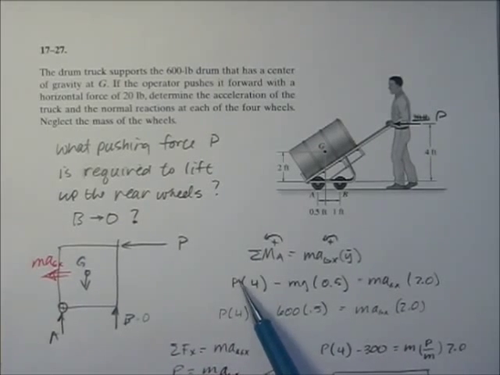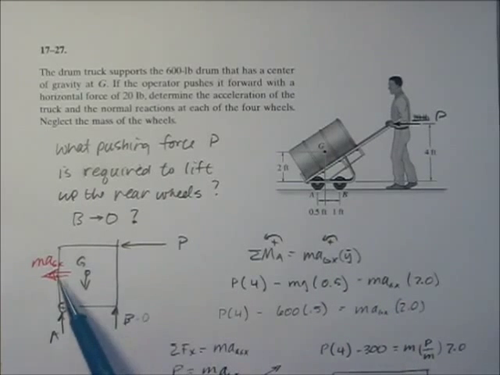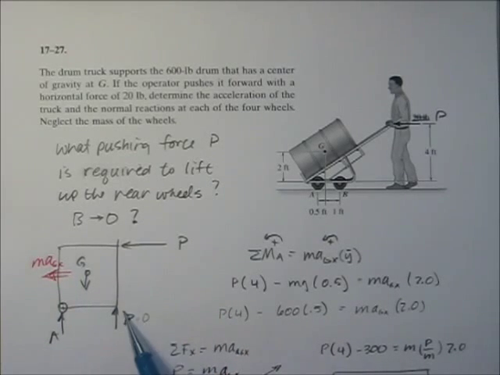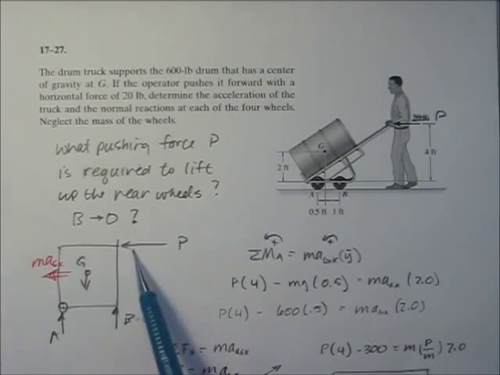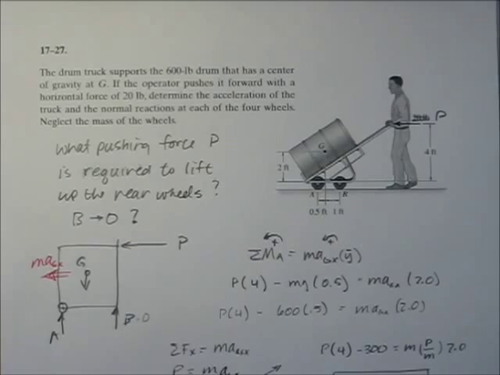So let's just see. The sum of the moments about A again is equal to my mass times acceleration of G in the x direction times y bar. Here's my y bar. So I've got P times 4 feet minus mg times 0.5 feet. Again, that one's going negative, this one's going positive, if I define my positive moment direction going that way. That's equal to my vector, mass times acceleration, times y bar, which is 2.0 feet.